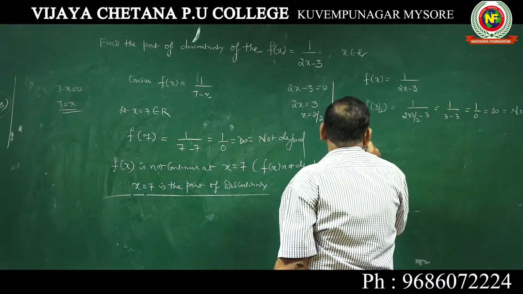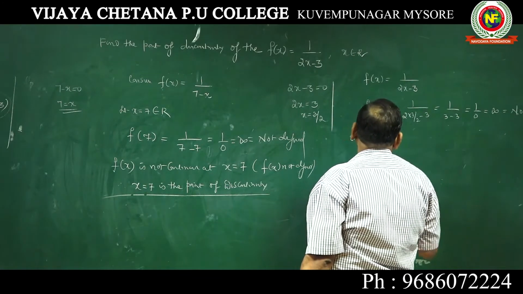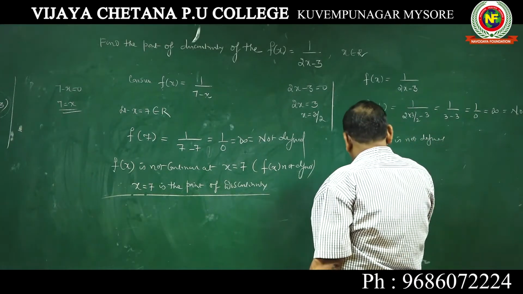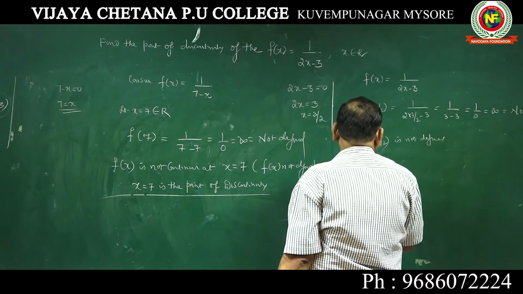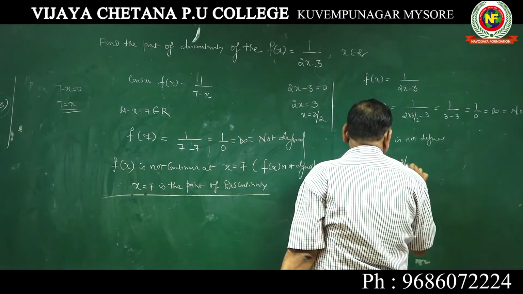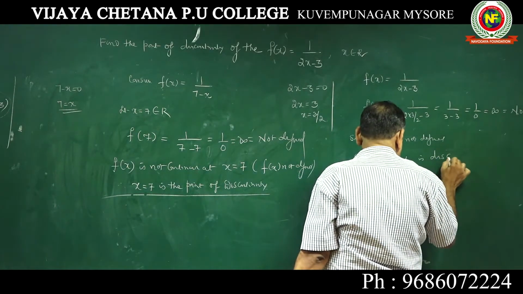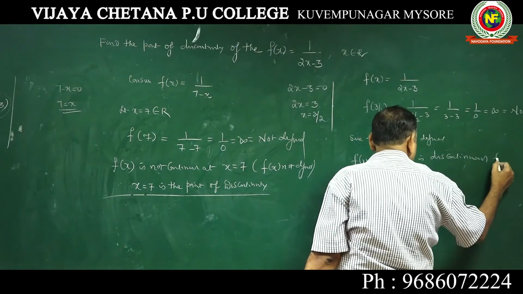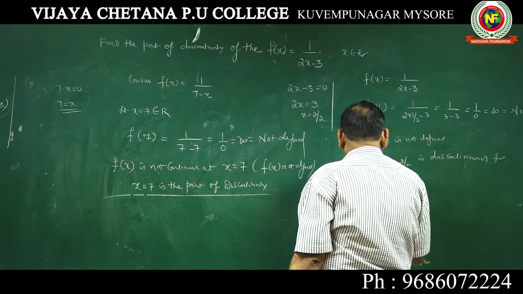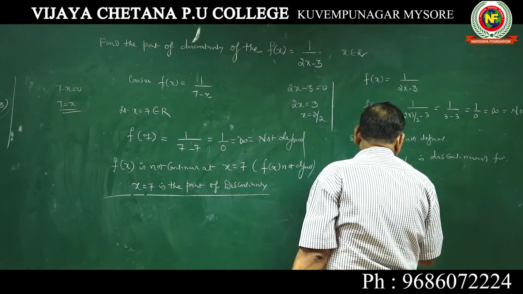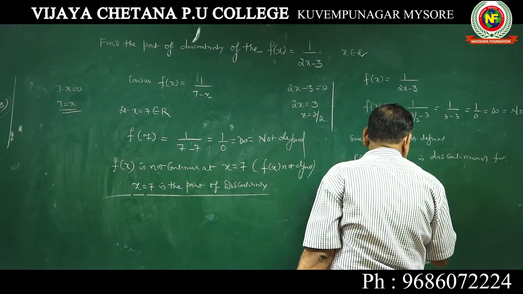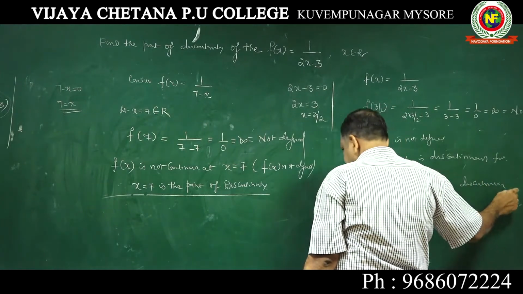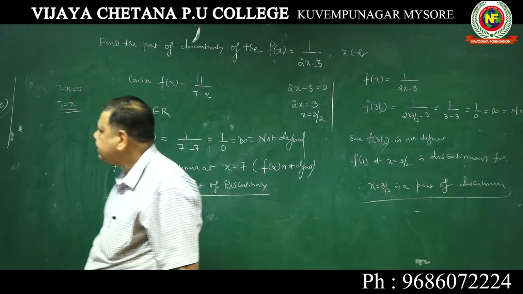Since f(3 by 2) is not defined, f(x) at x equal to 3 by 2 is a discontinuous function. It is discontinuous function. Therefore, x equal to 3 by 2 is a point of discontinuity. You should say that it is a point of not continuity, discontinuity. For all other points, it is continuous. So these are the things you should check.